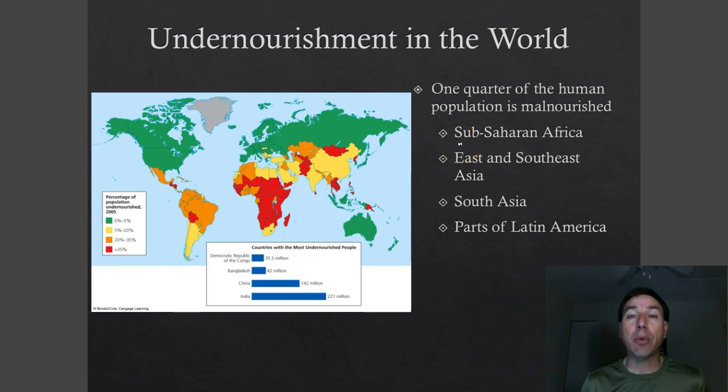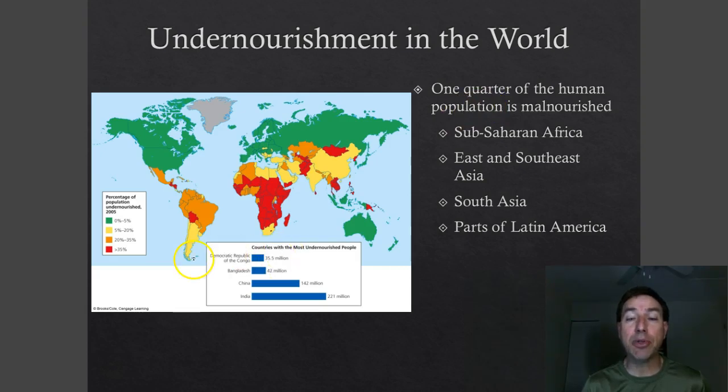Alright, so undernourishment in the world. Undernourishment is one of the biggest problems we have with the world, mostly because of poverty, but also it's not the fact that we don't have enough food. It's the fact that we don't have a very good distribution system at all for the food. We have enough food, we just can't get it to those places very well.